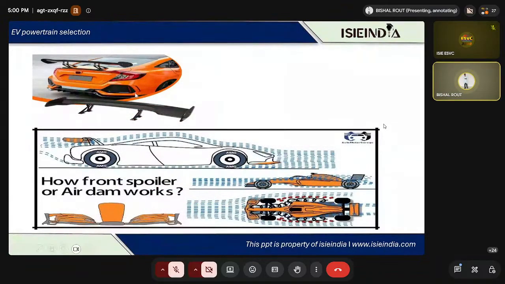Now you can see the back side. These are called spoilers and splitters. They will again reduce your aerodynamic drag. So these are some of the components which can reduce your aerodynamic drag, basically. So what is happening in the splitters and spoilers, basically, when the vehicle is moving? There are two terminologies of spoilers, basically.